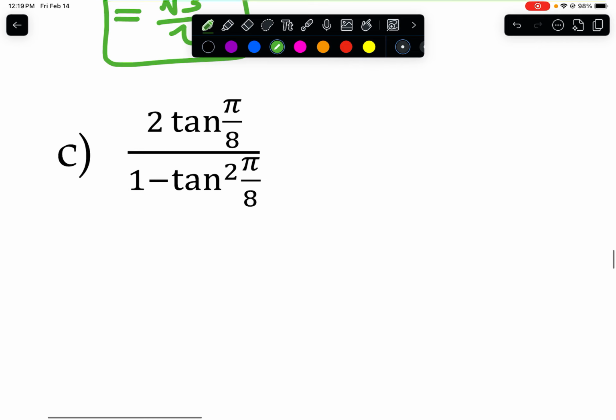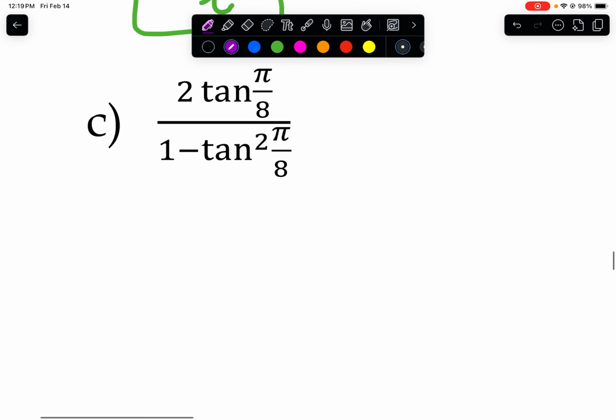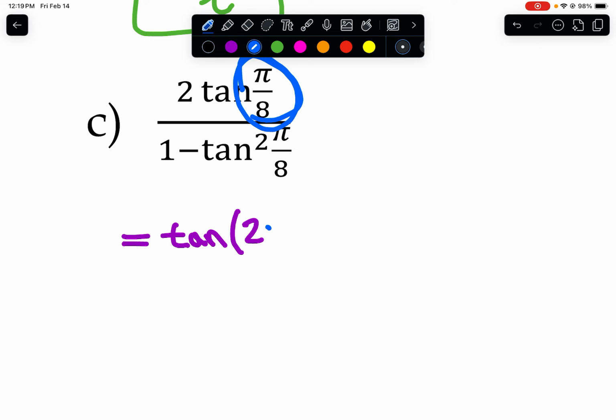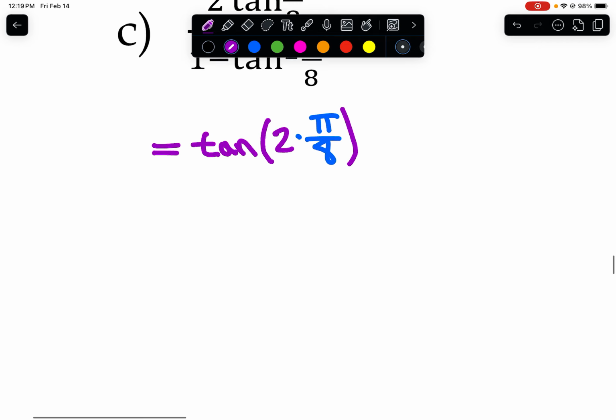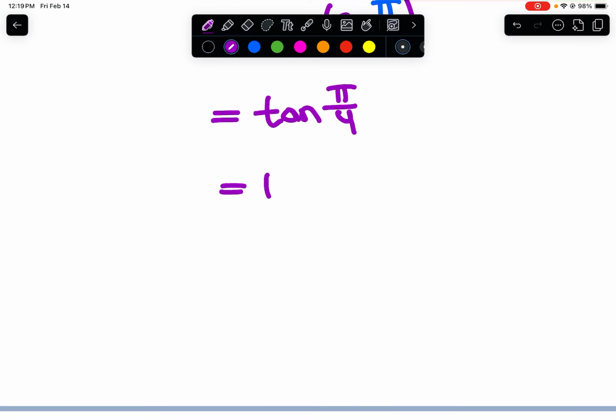And last but not least, now we kind of switched over to radians. So hopefully you can distinguish that this is a tangent ratio. I'm going to follow the same idea. This is going to be tangent of 2 times my angle in question, which is pi over 8. So tangent of 2 times pi over 8 turns into pi over 4. So tangent of pi over 4 is 1.